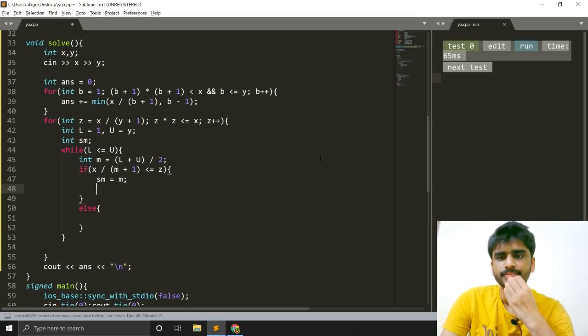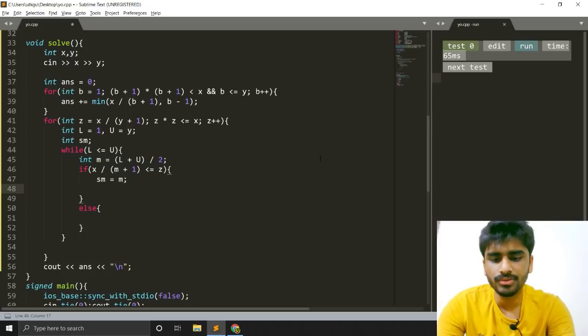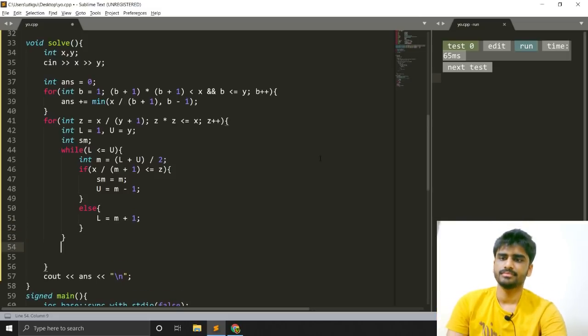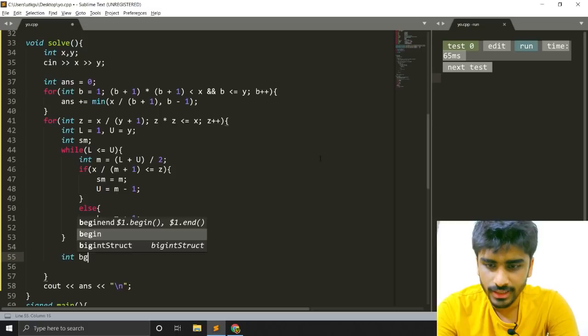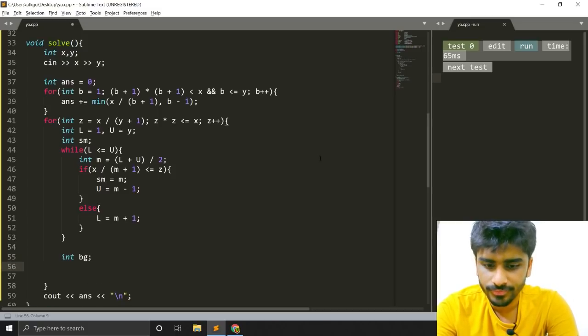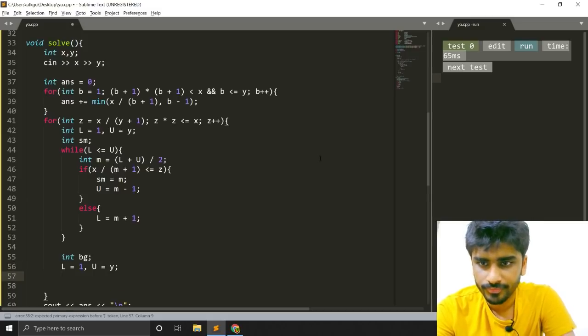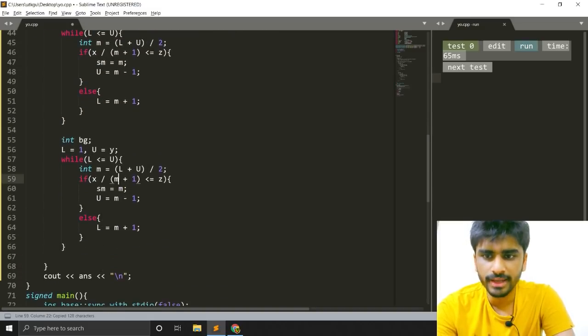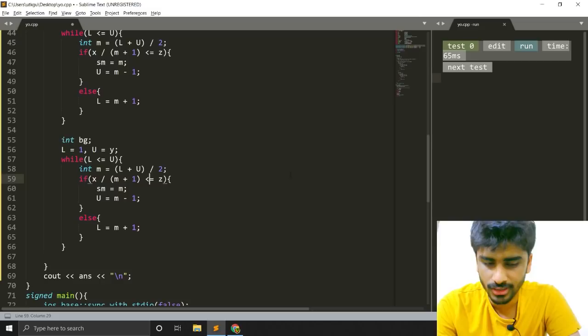Yeah. And now since we want the smallest m, we can say u equals m minus 1. Here we can say l equals m plus 1. So this way we get the smallest b such that it satisfies this thing. Now let's say the biggest b as well. Again we put l comma u equal to 1 and y. Do this thing again. Probably binary search is an overkill here and not required, but anyway.